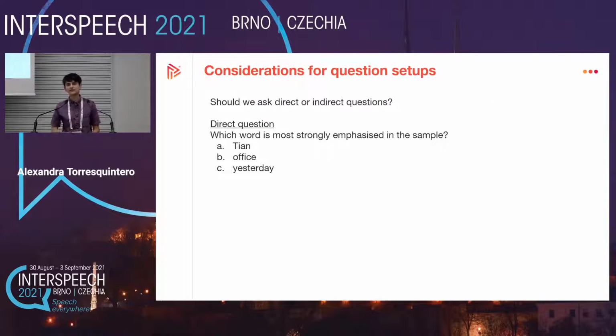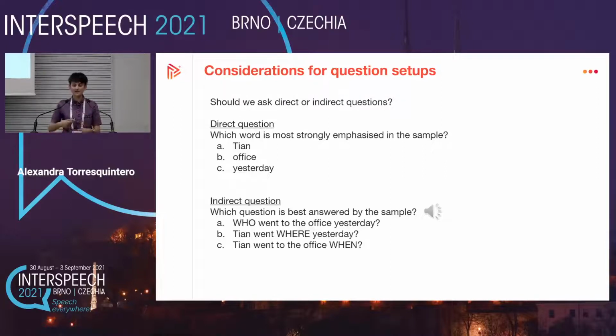So our second consideration in setting up these evaluation questions was, should we ask a direct or indirect question? On the previous slide, what you saw were direct questions. We were directly asking about the prosodic emphasis class, but we could also think about the context in which that prosody would occur, and instead ask about the prosody within that context. So for example, the question might look like this: which question is best answered by the sample?